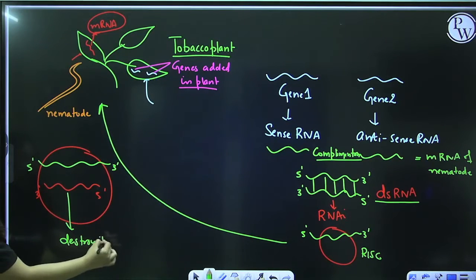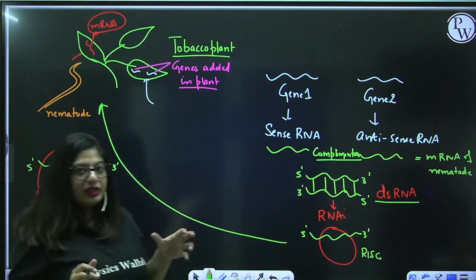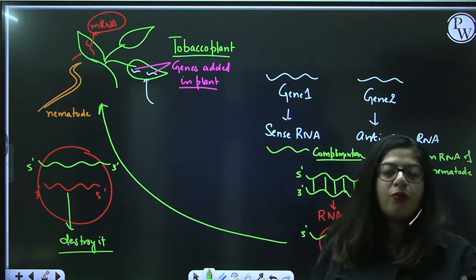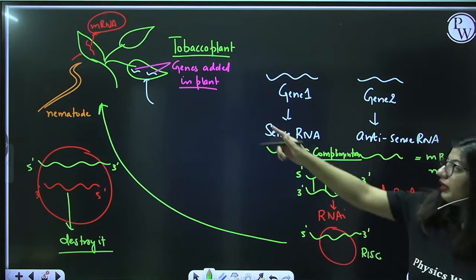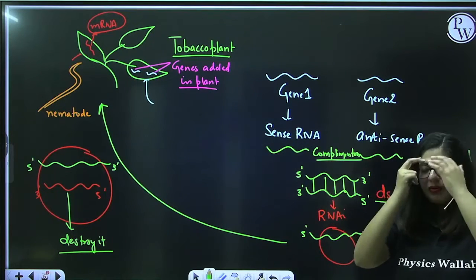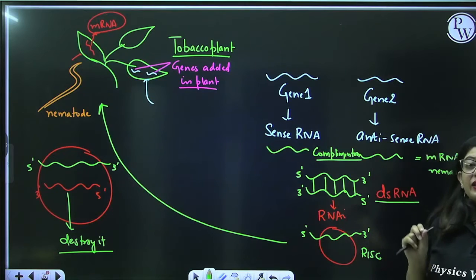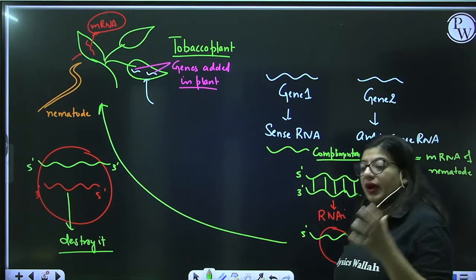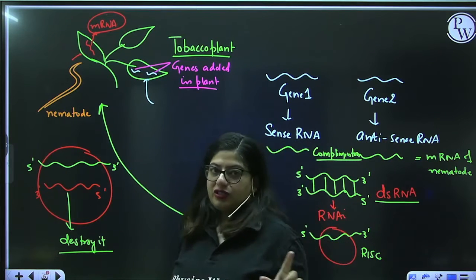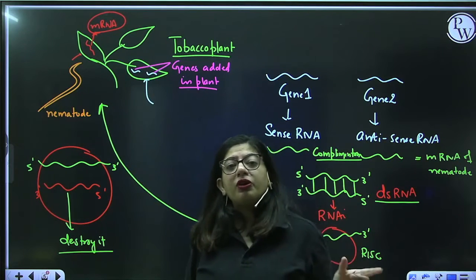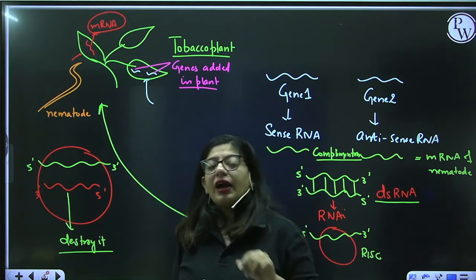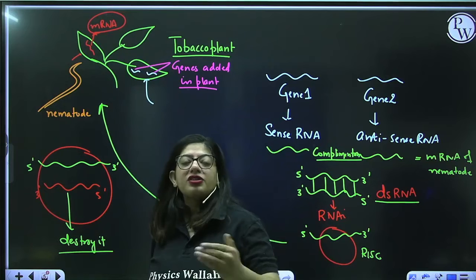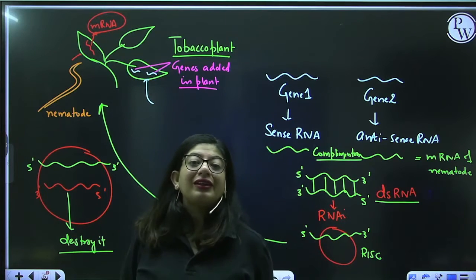So basically the whole purpose of this technique is to activate a RISC in a tobacco plant which has the complementary strand of the mRNA of the nematode, so that if the nematode comes and infects you, the RISC has already been activated to destroy it. Just like when you take vaccination, right? In vaccination you produce antibodies in your body, so that if the organism comes inside your body, you can destroy it because you already have activated antibodies.